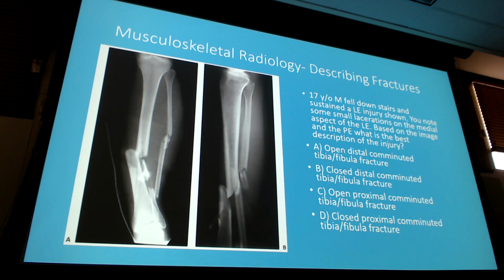Is it comminuted? Yes, it is. Is it the tibia and the fibula? Yes, it is. The answer is alpha, an open distal comminuted tibial fibula fracture. You see the kind of stuff that I would be looking for if I were asking you to pull stuff out. Not all of them are going to be this obvious, right?